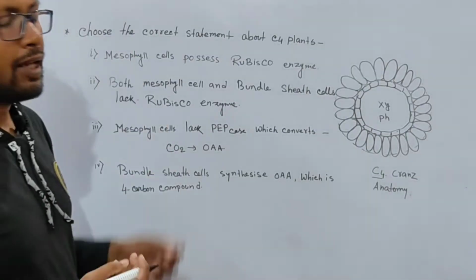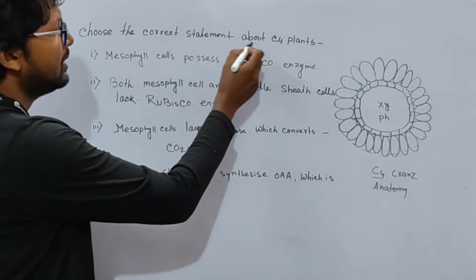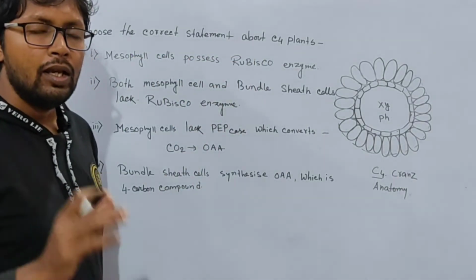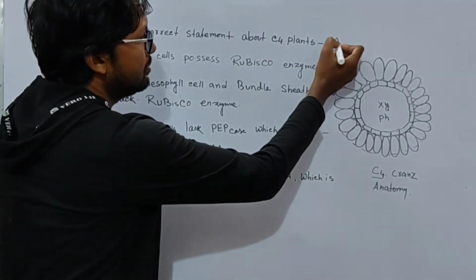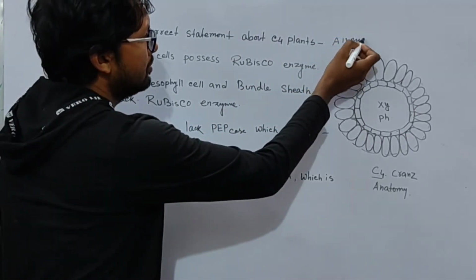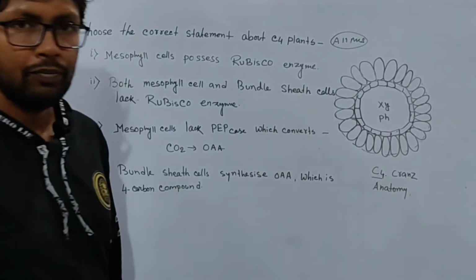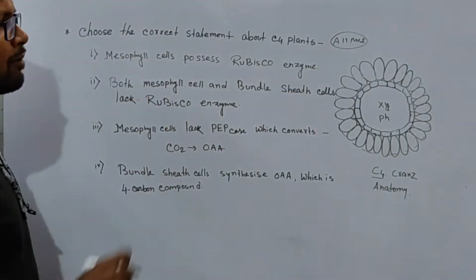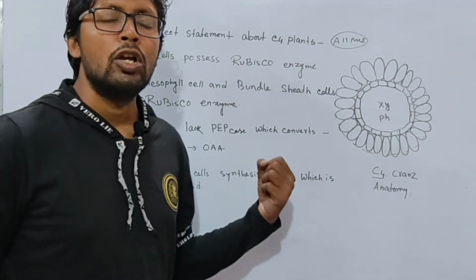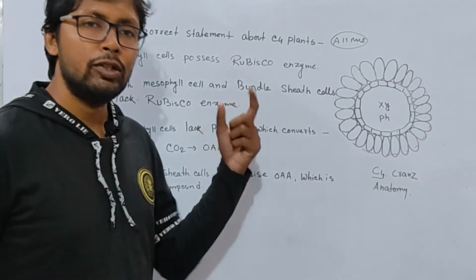This question is of a different type: choose the correct statement about C4 plants. This is an AIIMS question of 2017. The way they test the question is that you see, choose the correct statement about C4 plants. They have given so many statements about C4 plants, and you have to choose the correct one.